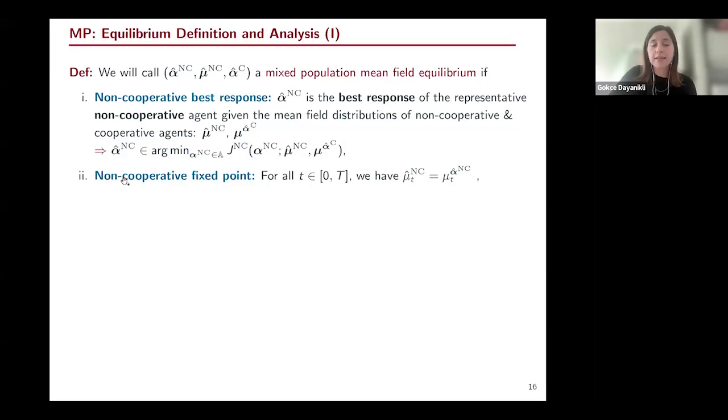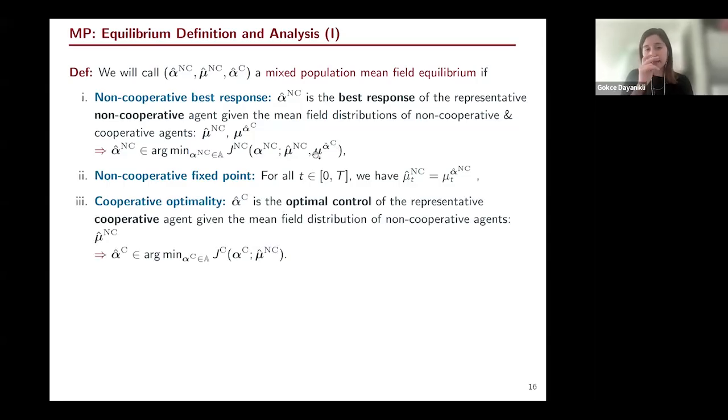The second thing is we need to find a fixed point for the non-cooperative agents because they need to be in equilibrium. So their distribution is going to be equivalent to the distribution that is induced by their best response. So this part is going to resemble the mean field game given this extra distribution. And then we have the cooperative optimality, which means that the optimal control for the representative cooperative agent is found by fixing the mean field, or the distribution of the non-cooperative agents, so they minimize their cost function by keeping the non-cooperative agents' distribution exogenous.